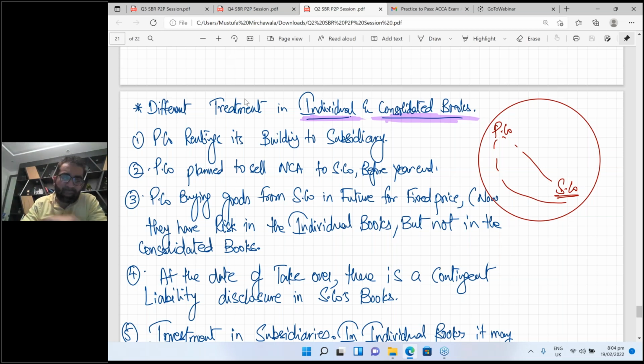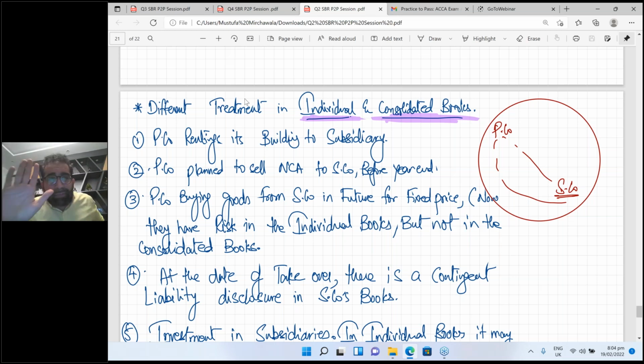Now in that question J, it was given, look at me and listen very carefully, that P company has signed an agreement with S company that after 5 or 10 days of the year end, parent company will transfer its non-current asset to S company. That means the deal was confirmed. It is a sure thing that parent company will transfer its non-current asset to S company.